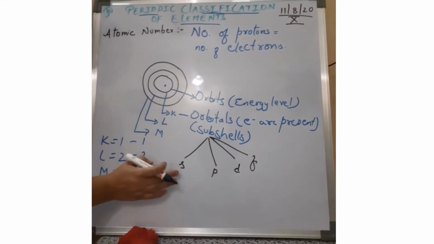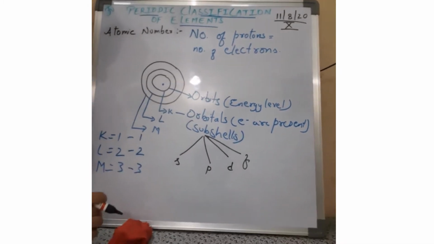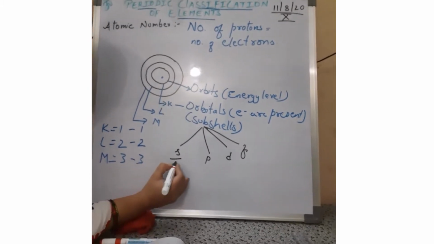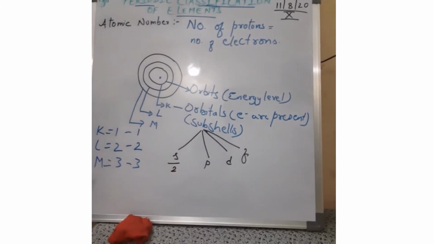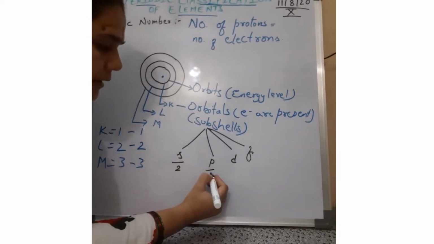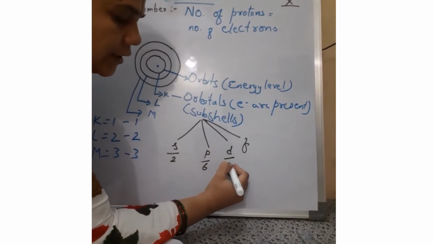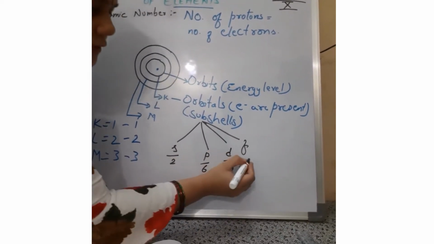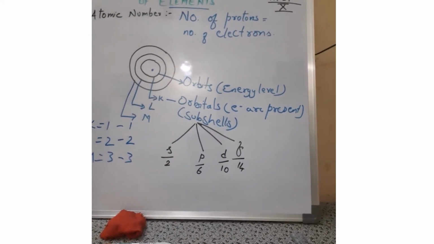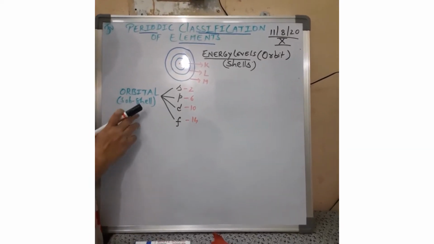And each subshell has a capacity to hold a fixed number of electrons. Okay, children. So now let us take S. Now S has a capacity to accept how many electrons? 2 electrons. P has a capacity to take up how many electrons? 6 electrons. D has a capacity of taking up 10 electrons, and F has a capacity of taking up how many electrons? 14 electrons.